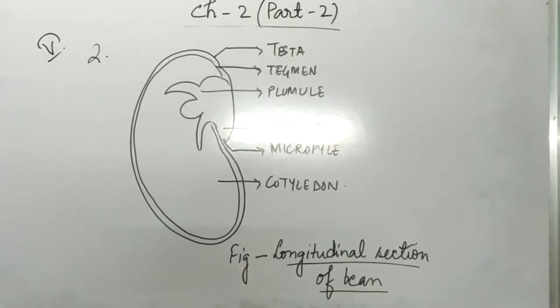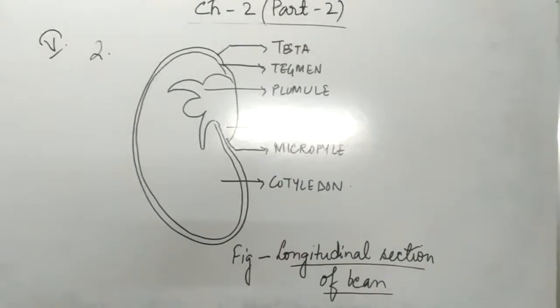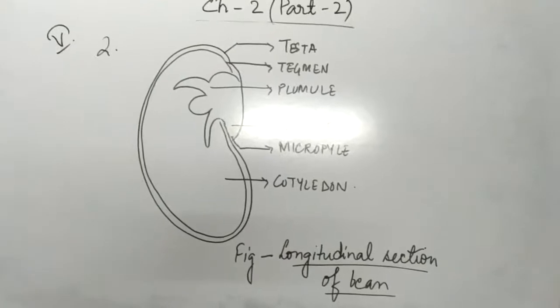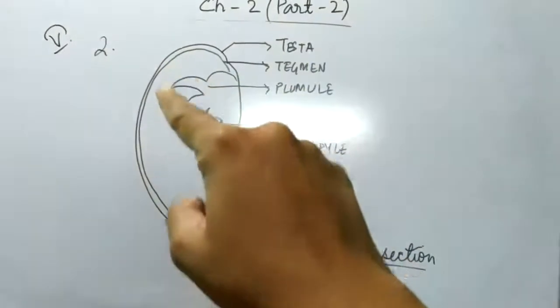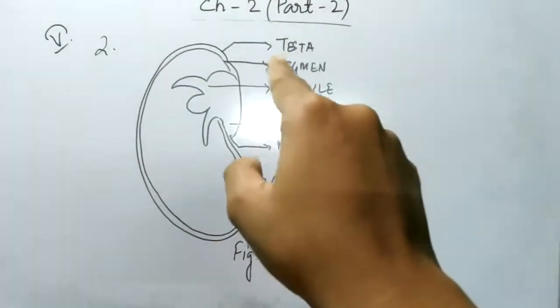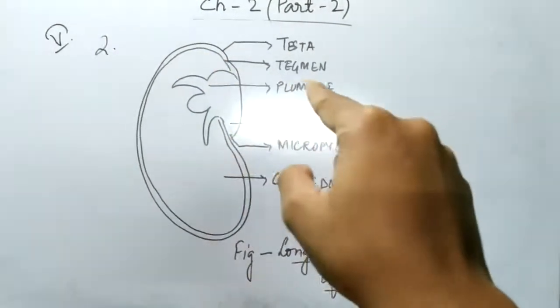Next is the longitudinal section of bean seed. You see, this is the longitudinal section. This portion is the testa. This outer seed coat has two layers. The outer one is the testa and the inner portion is the tegmen.